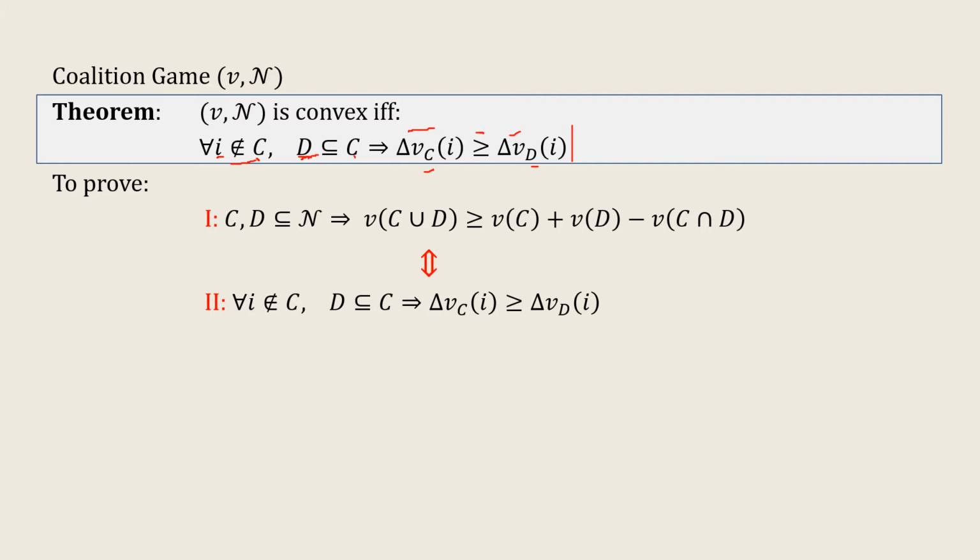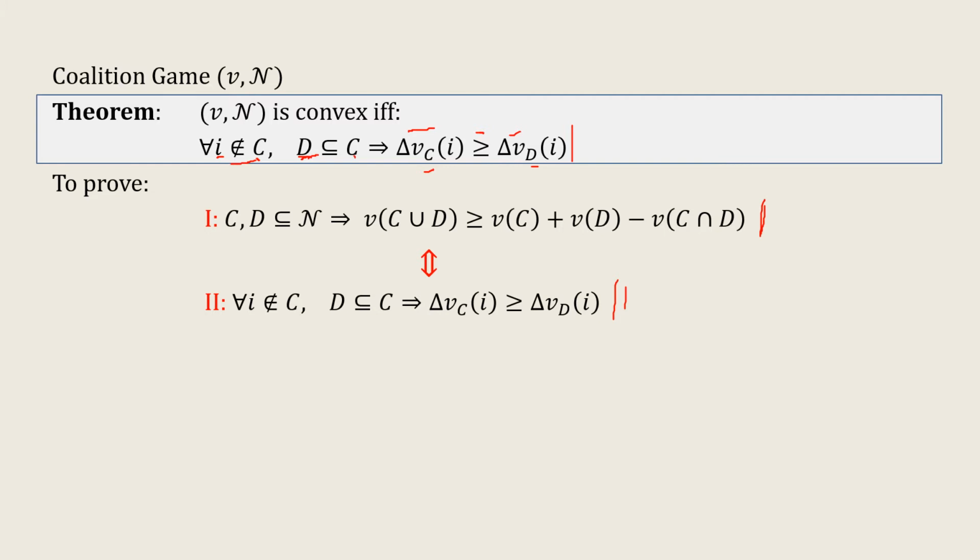So this was one definition, one condition which a convex game had to satisfy. And this is an alternate condition. If the game satisfies this condition, then it is a convex game.